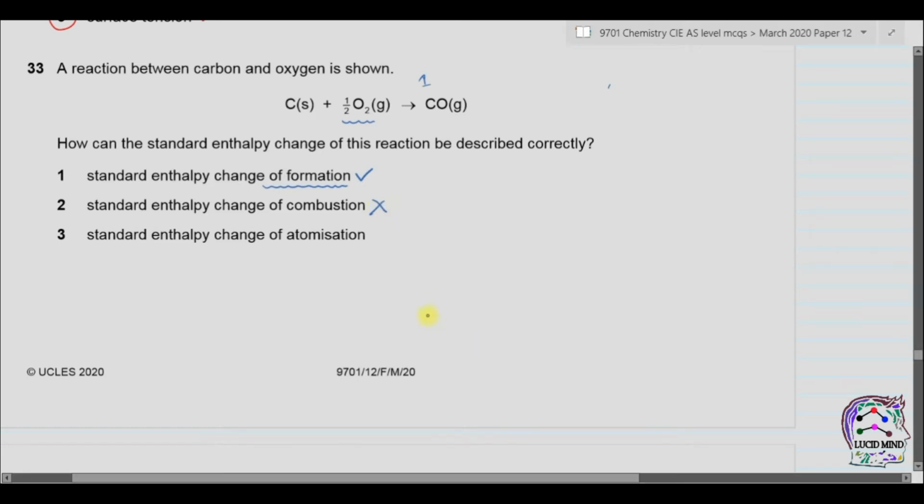Third is the enthalpy change of atomization. In enthalpy change of atomization, 1 mole of gaseous atoms is formed from its elements under standard conditions. So in this equation there are no atoms, but actually carbon monoxide is formed, which is a molecule. So this is also wrong. We just have one option, which is 1. So the answer is D.